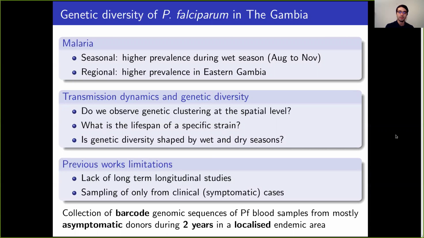The other limitation is the sampling selection bias of only symptomatic cases. Our study focuses on field samples, which means that we did not preselect any participants based on their symptoms, so we included also asymptomatic hidden cases of malaria.